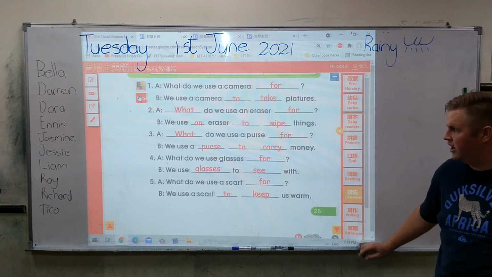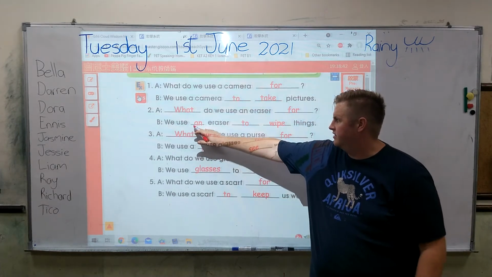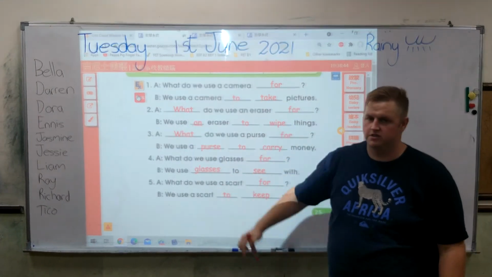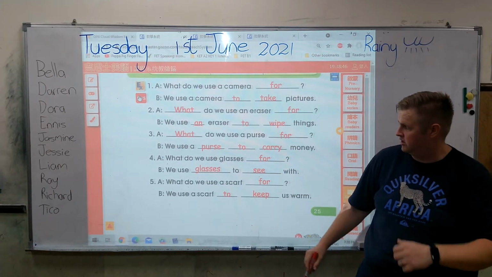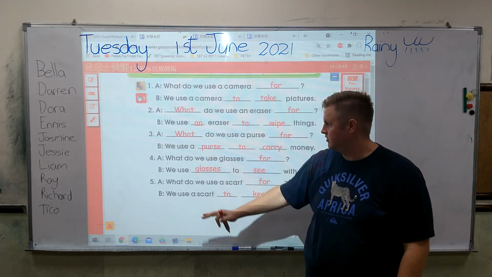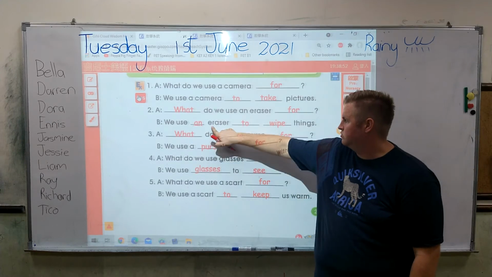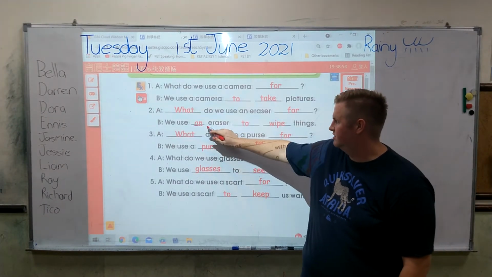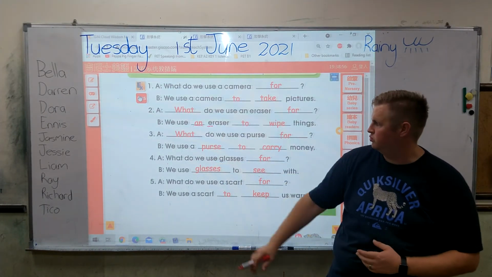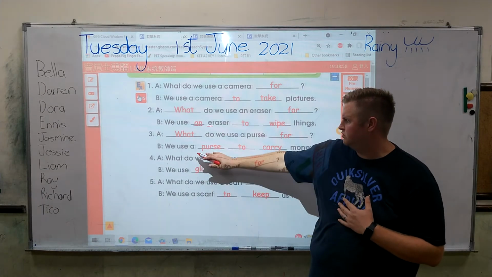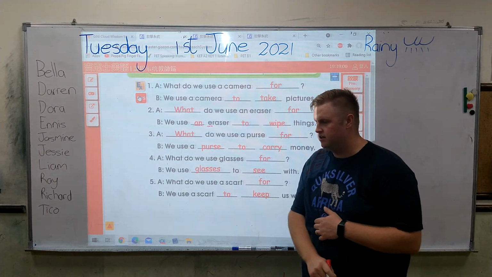So, why did we use an for eraser and not a? If a noun starts with a vowel, we use an. If it starts with a consonant, we use a.